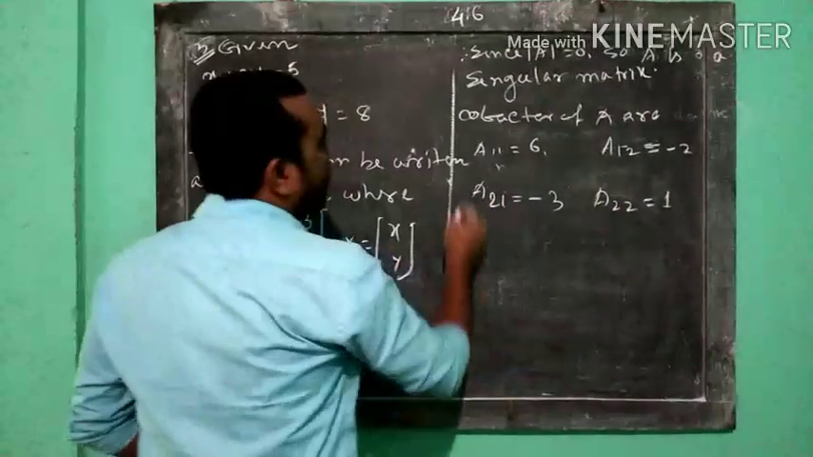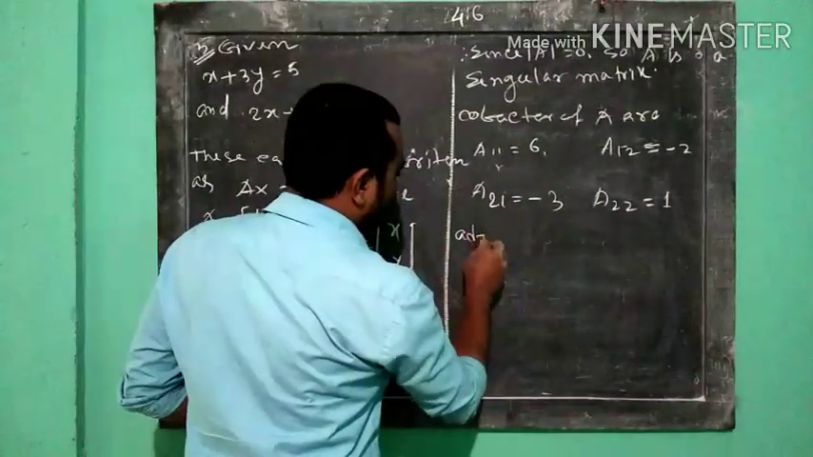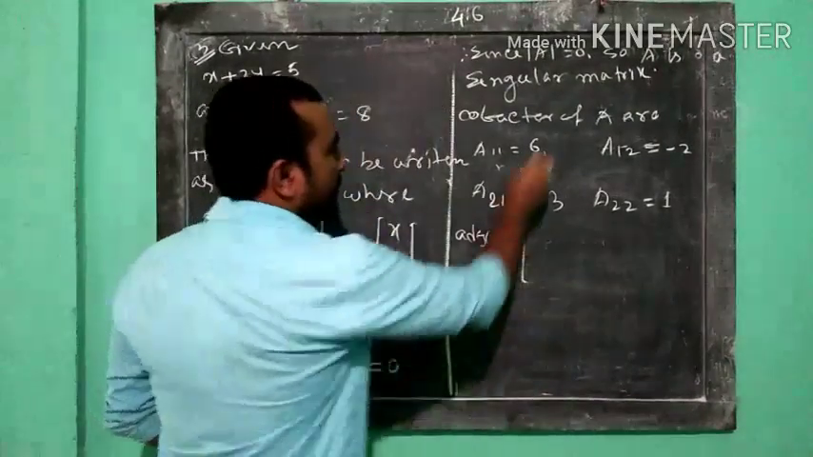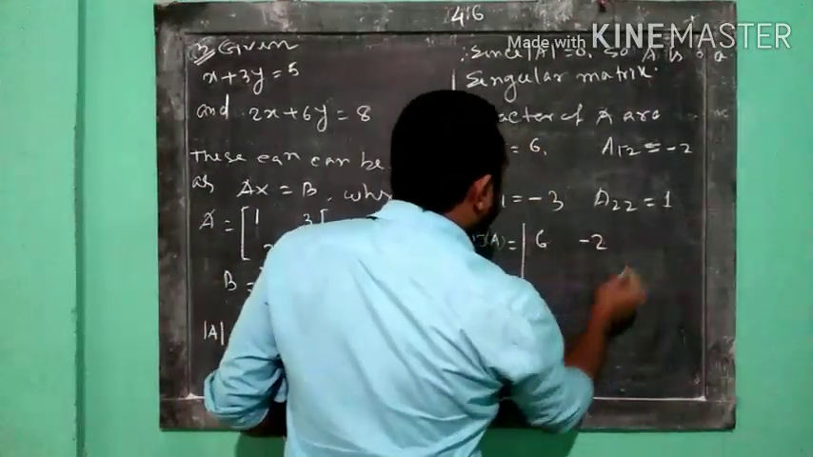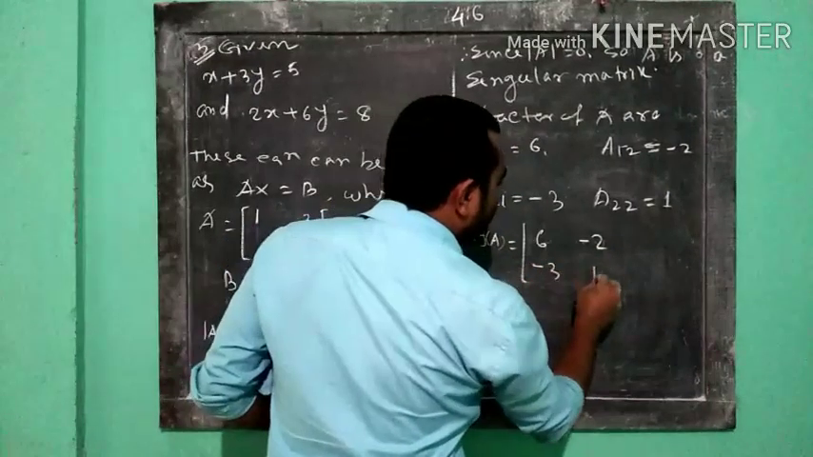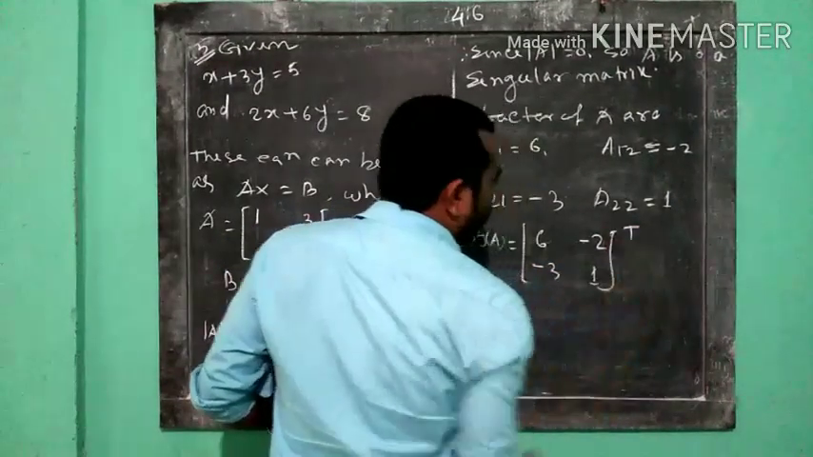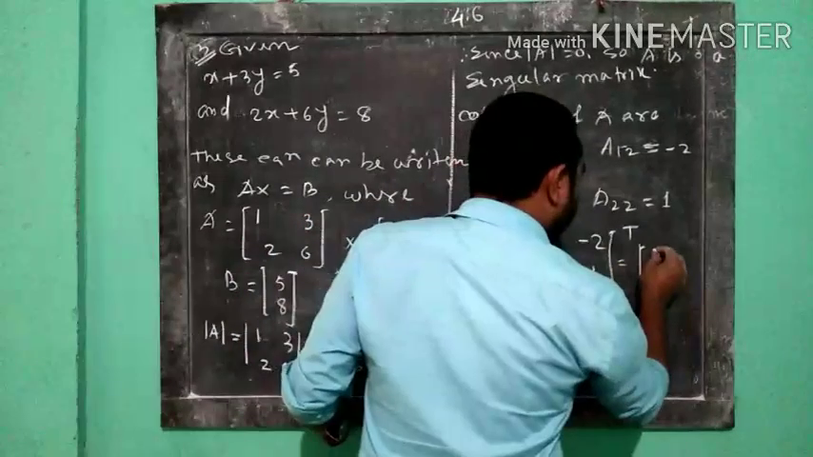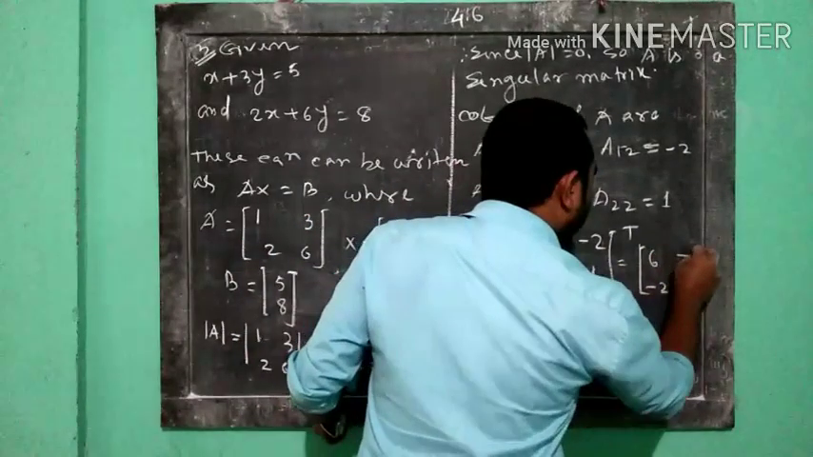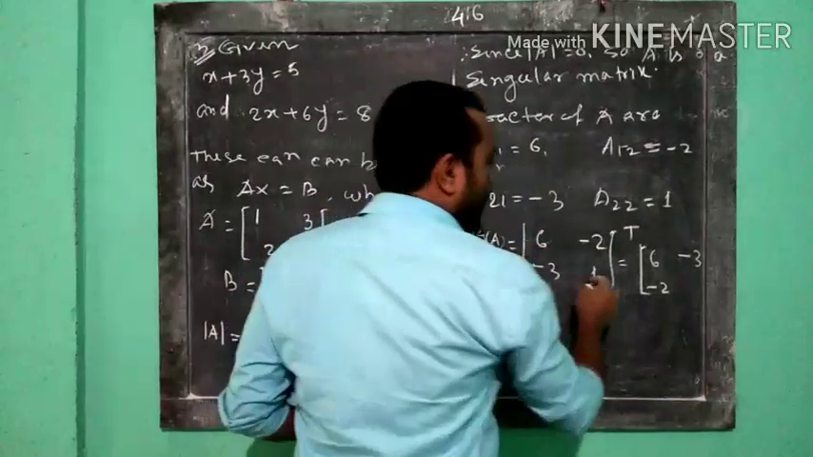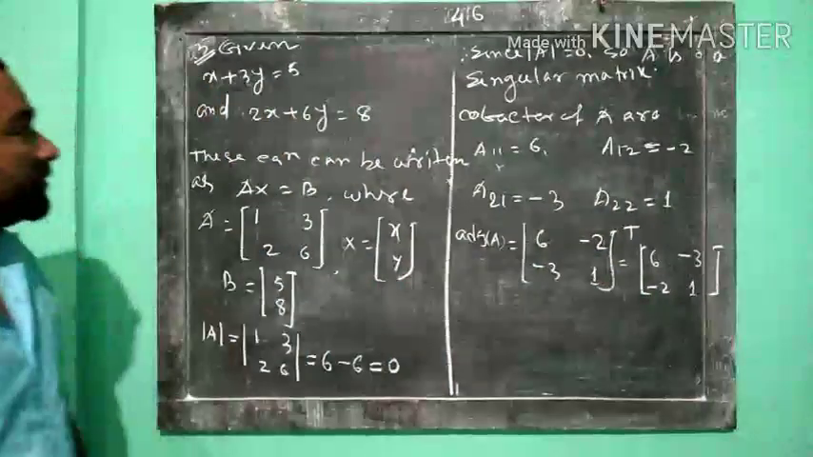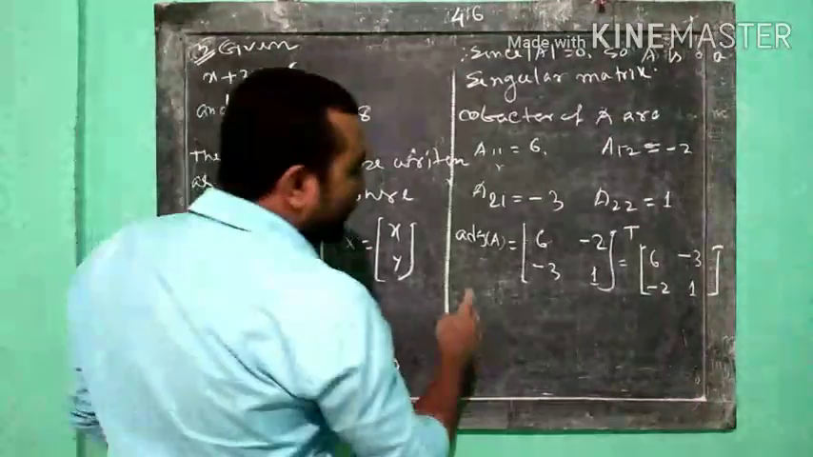Okay. Therefore, adjoint of A equal to what? Adjoint of A is 6, minus 2, minus 3, 1 times this. This can be written as 6, minus 2, minus 3, 1. This is adjoint of A. Now we have to check adjoint of A into B.